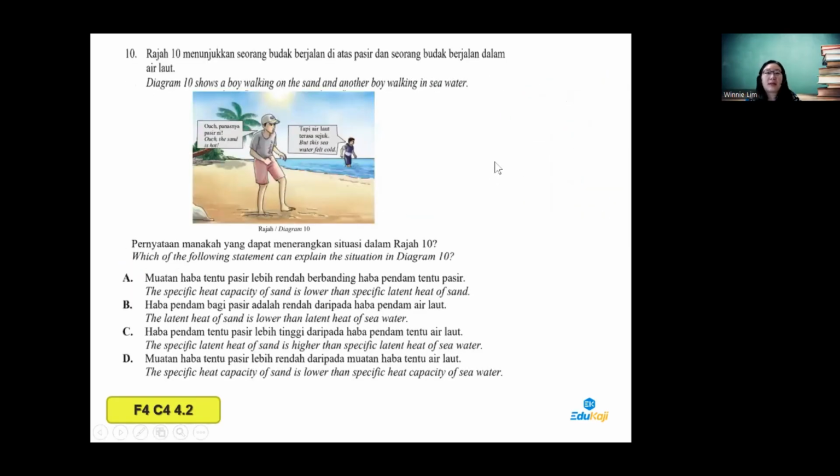Okay, number 10 is under the idea of specific heat capacity. Diagram 10 shows a boy walking on the sand and another boy walking in the sea. Which of the statements can explain the situation given? Wow, the sand is hot. Okay, but the seawater is cold. So why is seawater cold, but the sand is hot? Okay, so it's basically based on the specific heat capacity of both materials being different.